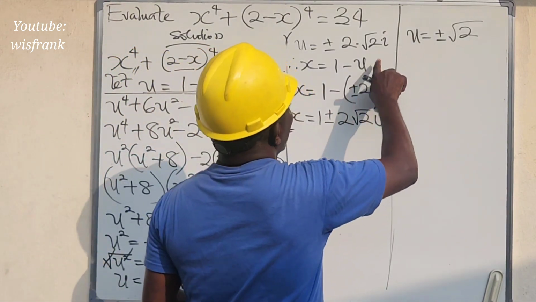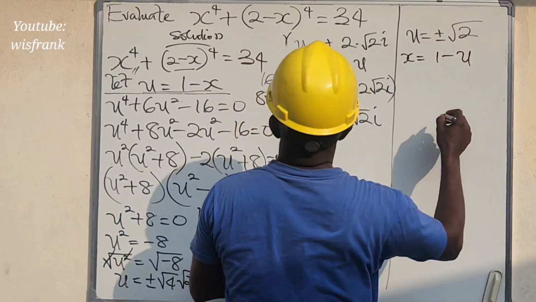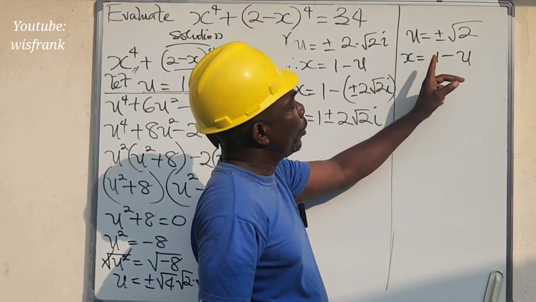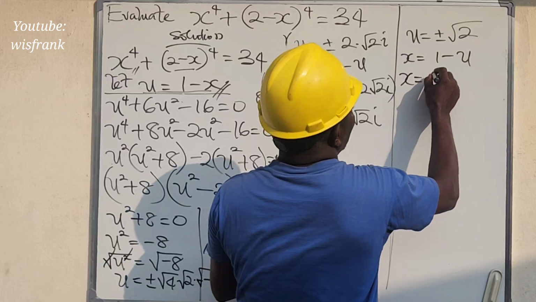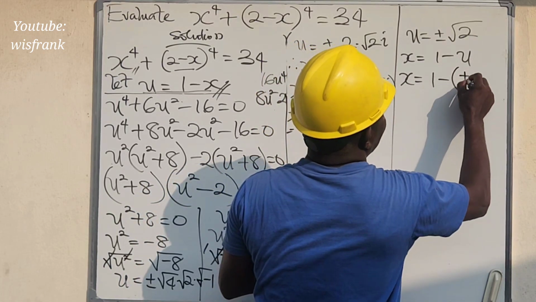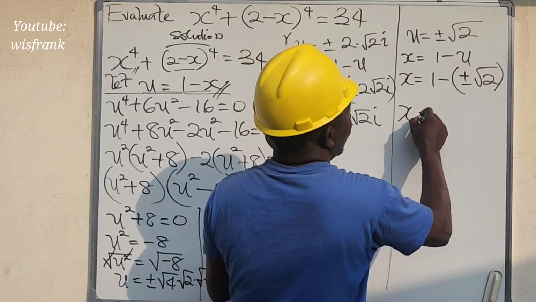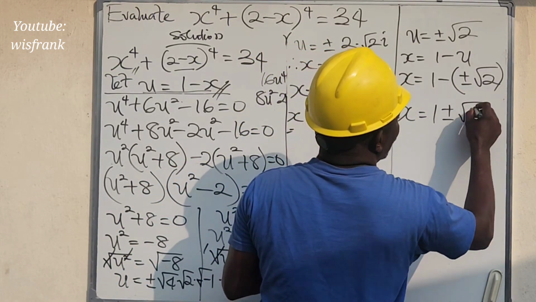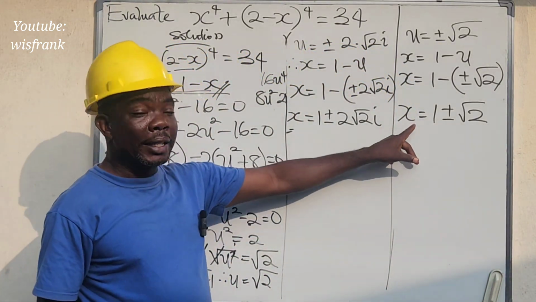So this other one, we also recall that our x equals to 1 minus u from here. So here we have to substitute the value of u in this x equation. So here will become x equals to 1 minus plus or minus square root of 2. So here will become x equals to 1, and when minus times this, it still gives us plus or minus square root of 2. So these are the values of x that we have, and it has two solutions.